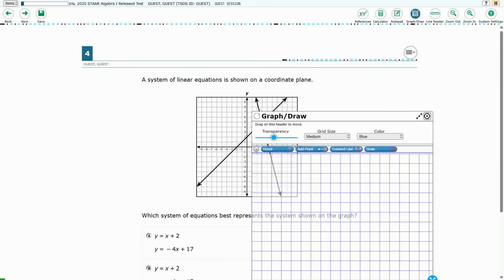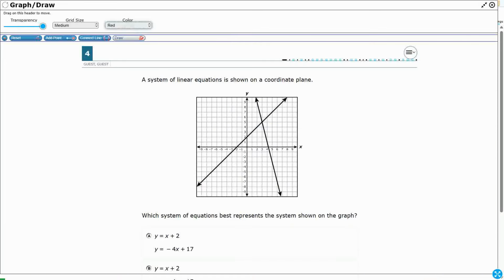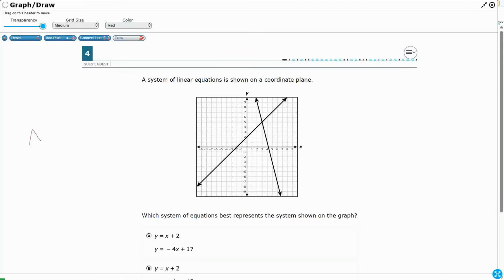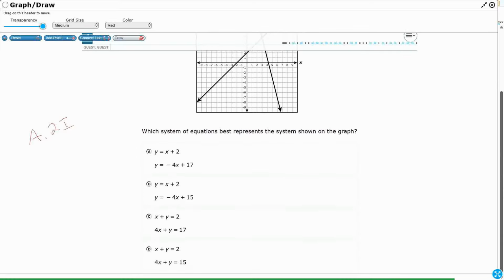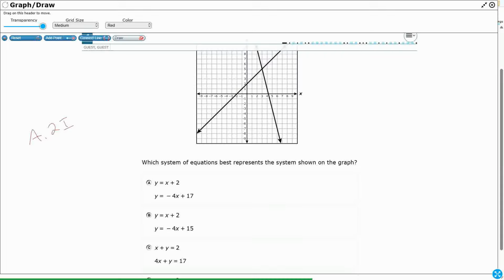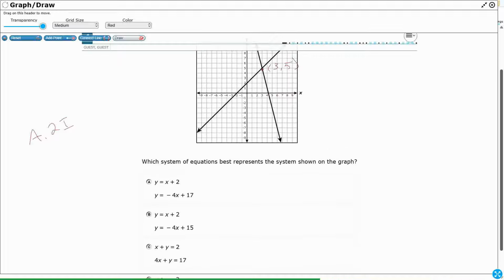For number 4, we are looking at writing systems of equations. This is A.2i, and we need to write a system of linear equations for these two lines. Now, there's two ways we can do it. One way is we could find our intersection. We do have an intersection here, and it is at the point 3, 5. What we could do is plug those coordinates into each of these equations for A, B, C, and D and find the one that works for both, because the 3, 5 should be a solution for both.